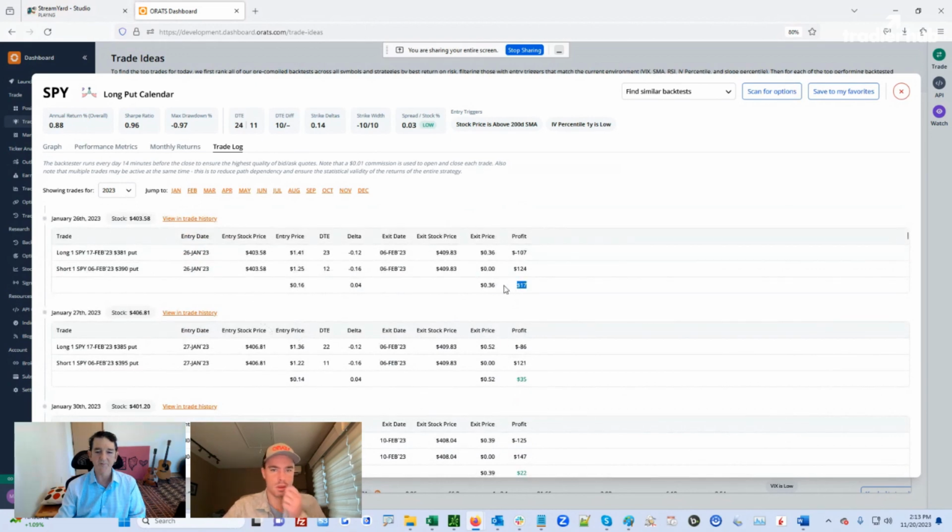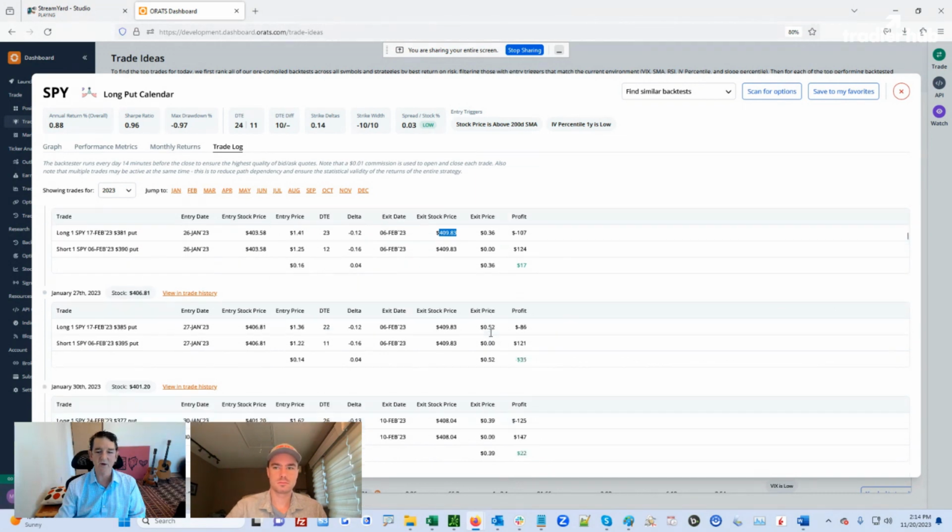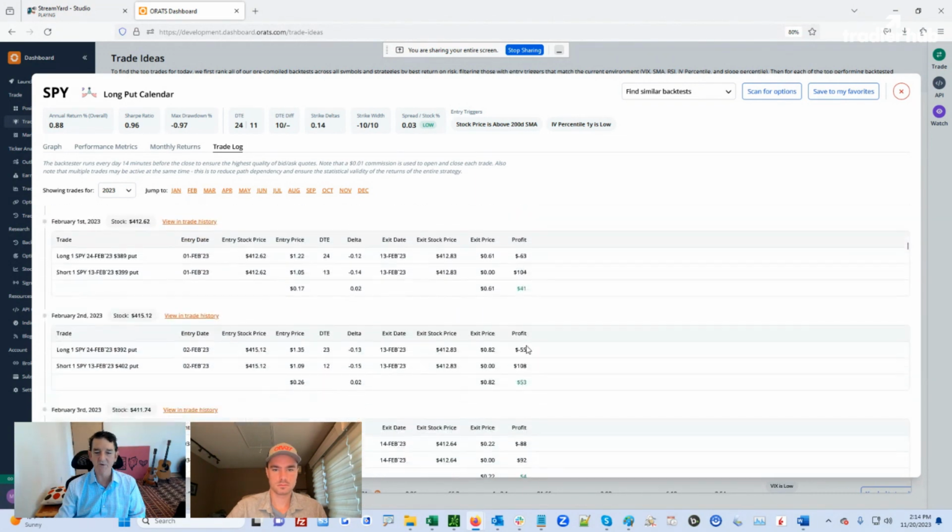So here's the profit. I'm just picking a trade in January of this year. They bought the 381 put, sold the 390 put when the stock was at 403, and they exited on February 6th, so just a couple of weeks, and the stock went to 409, and so they were slightly profitable on that particular trade. You could look in the trade history on any one of these trades. I'm just scrolling through. I want to see a lot of green, which I'm seeing. So I like this trade.